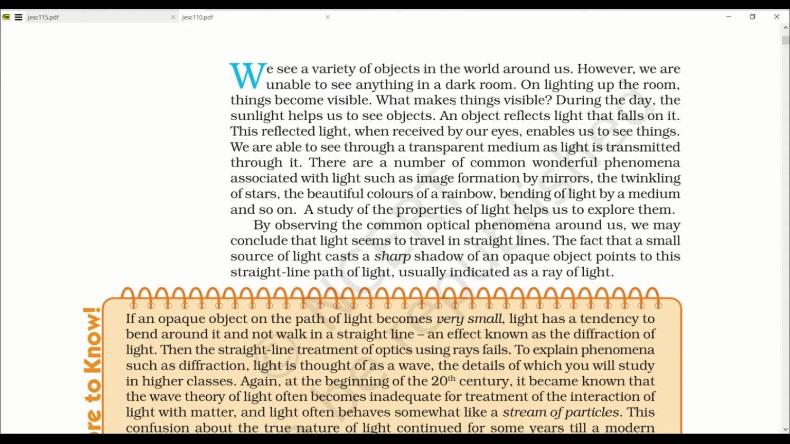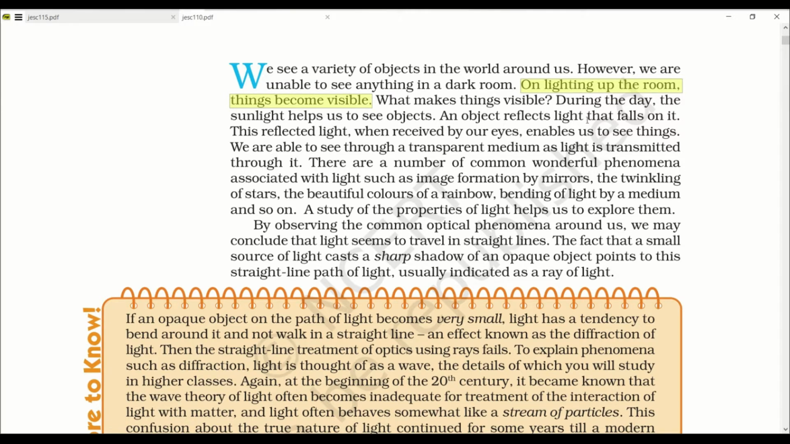We see a variety of objects in the world around us. However, we are unable to see anything in the dark room. On lighting up the room, things become visible. What makes things visible? It's already given over here. Light makes things visible. During the day, the sunlight helps us to see objects.